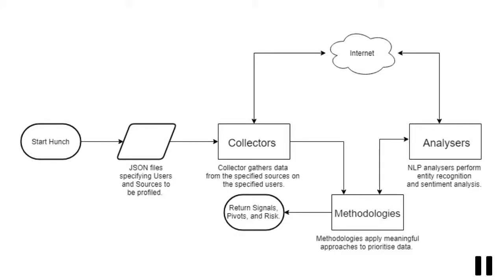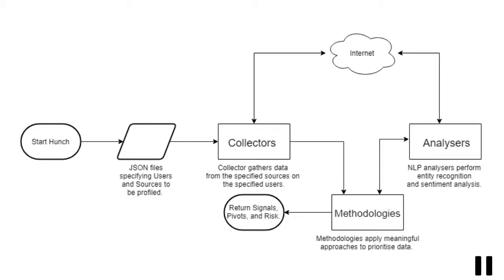So I thought I'd go into a bit of how Hunch actually works before we continue. Hunch is broken down into three main sections. That's the collectors, the methodologies, and the analyzers. The way that the collectors work is that they'll take a JSON file of a specific format. They'll take the information from that file, add it to a class, and then they'll go off to a specific source and user. So for example, they might go off to John Doe's Twitter account.